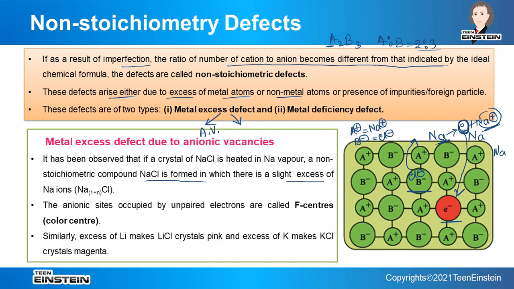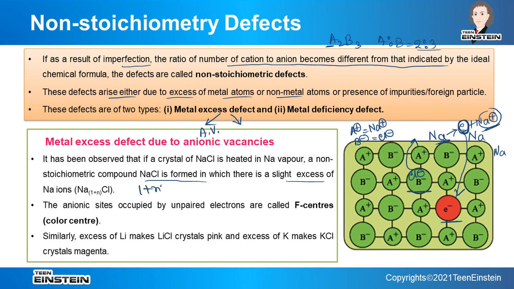So here a slight excess of sodium is there because we are heating it in the presence of sodium vapor. So some sodium atoms are extra. Now the stoichiometry is disturbed. In NaCl, the ratio of cation and anion is 1:1, but here it is not so. Here the ratio is 1 plus n is to 1.